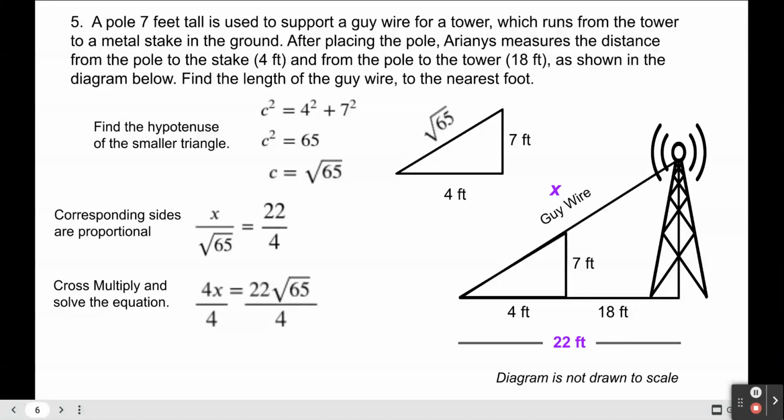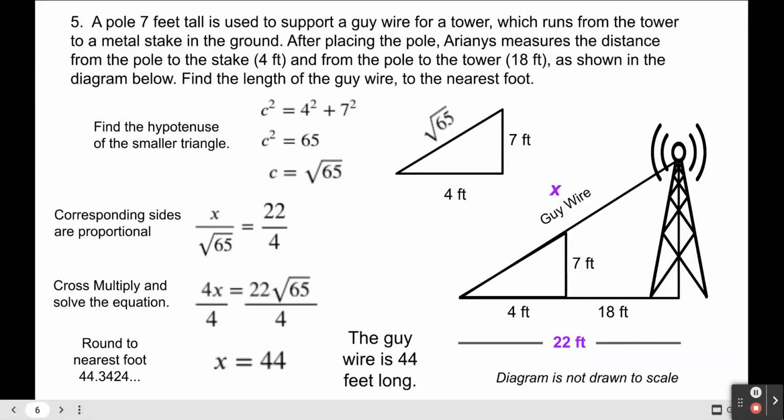Once you divide by 4, this is where we can type it in a calculator in order to round our answer to the nearest foot. So x equals, if it's rounded to the nearest foot, that's our nearest whole number. Look 1 decimal place behind. So looking at that 3, all the other numbers do not matter when rounding. Only look at the 1 place behind where you're told to round. So this 3 will leave this as the same 44 foot. So the guy wire is approximately 44 feet long.